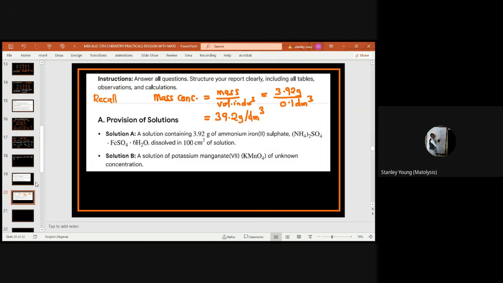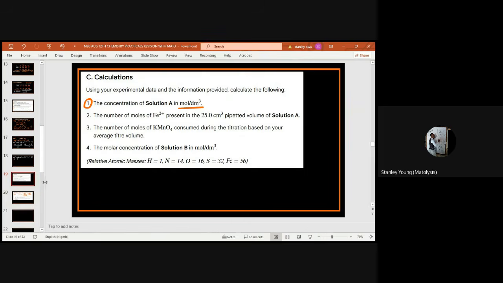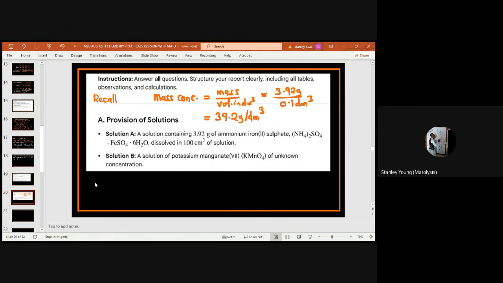But is that what the question needs from you? No. The question wants concentration in mole per dm cube. So you need to know that concentration in mole per dm cube, which is also called the molar concentration, is usually given as concentration in gram per dm cube, which is called the mass concentration, over molar mass. So just get the molar mass and you're good to go.